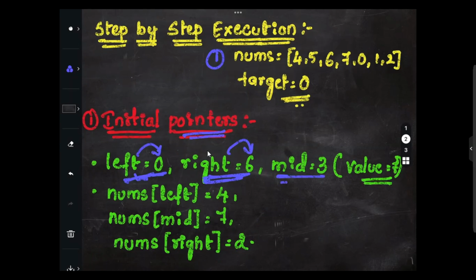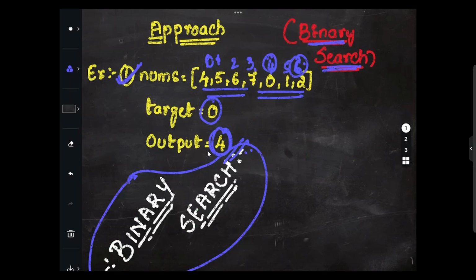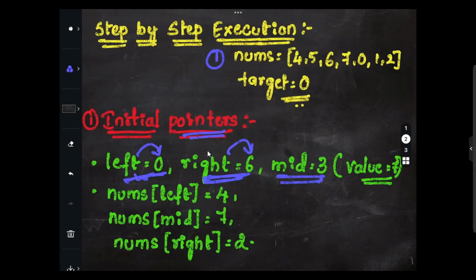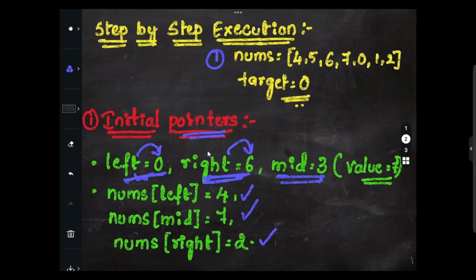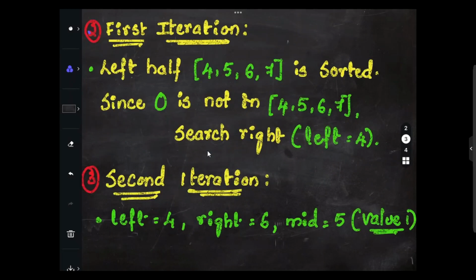Mid is 3. 0 plus 6 by 2, mid is 3. So index 3 has the value 7. This one is mid, this one is left and this one is right. This is fine. So here nums of left is 4, nums of mid is 7 and nums of right is 2. We already know this one. This is fine. So let's move on with the second step, the first iteration.